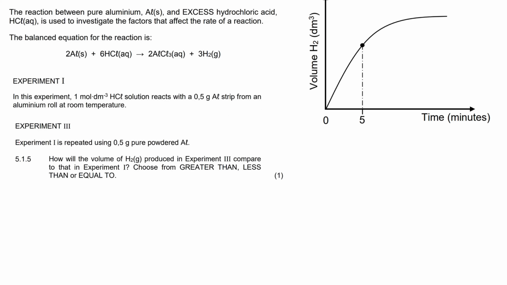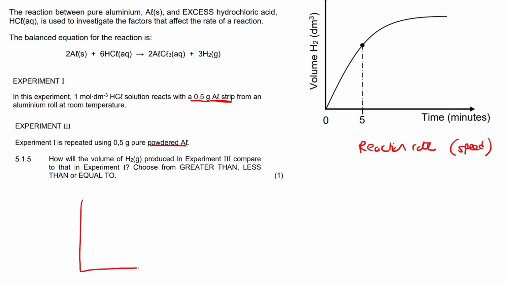Okay, and then this last question says that experiment 1 is now going to be repeated using 0.5 grams of powdered aluminium instead of 0.5 grams of an aluminium strip. How will the volume of hydrogen gas produced compare? It is not going to change. If you said greater than, you are thinking about something different. You are thinking about the reaction rate, which is the speed. Let me explain.